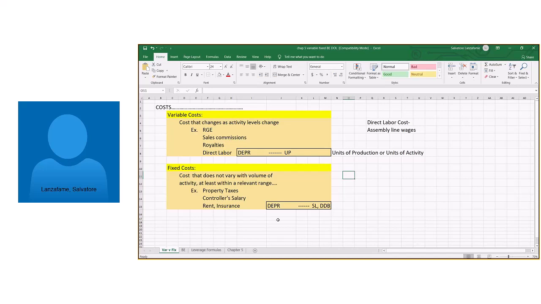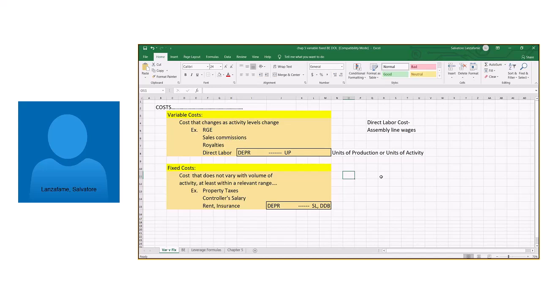And then as you can see here, another depreciation method, straight line, double declining balance, and even some of the year's digits, if some of you know that fourth and final depreciation technique. So these techniques are not related to activity, therefore, they're considered to be fixed costs.